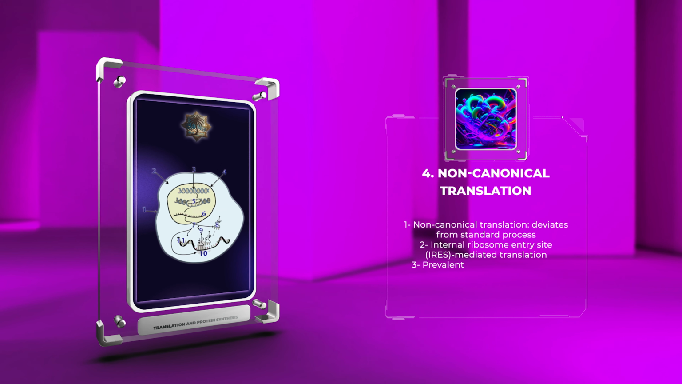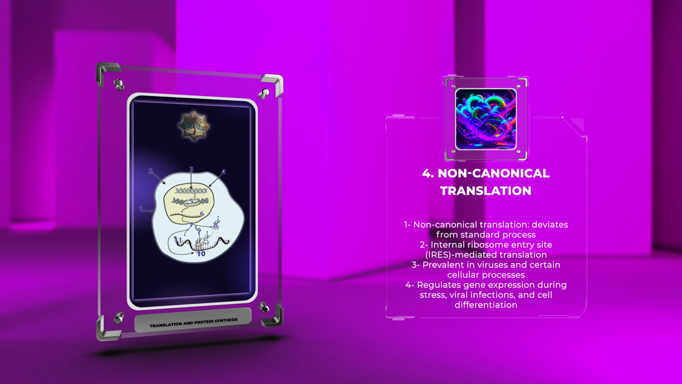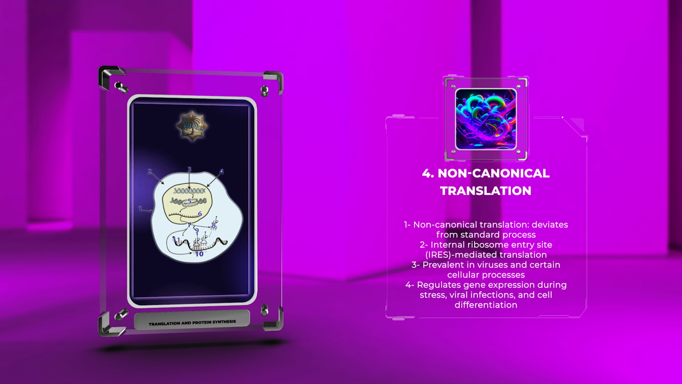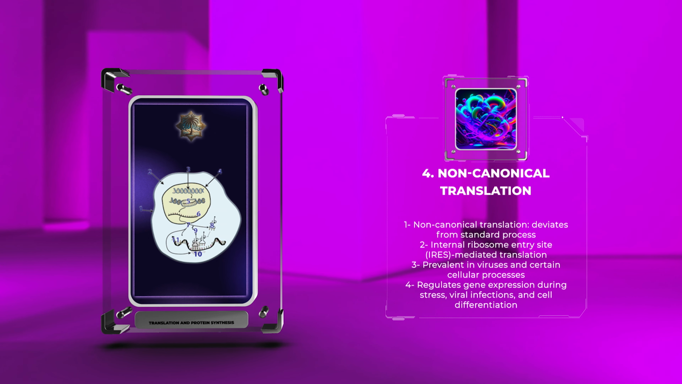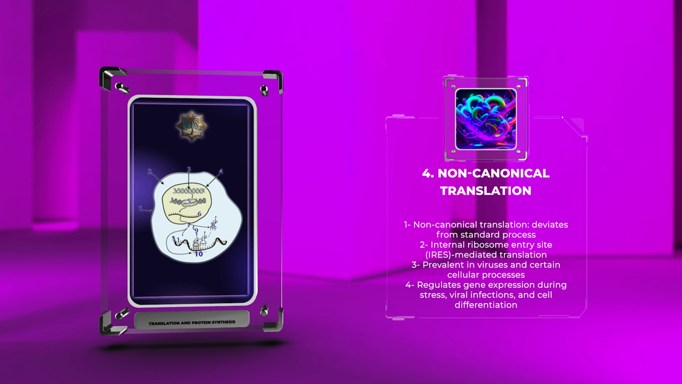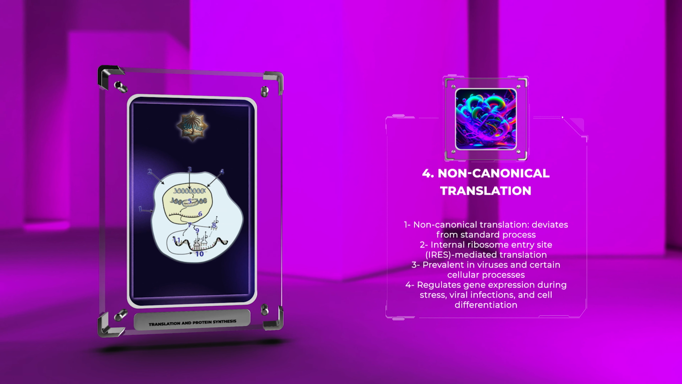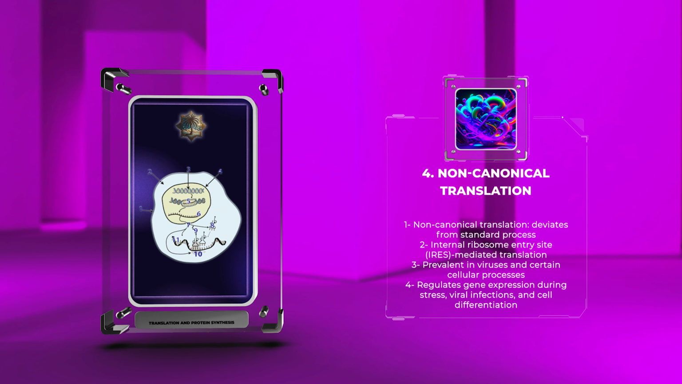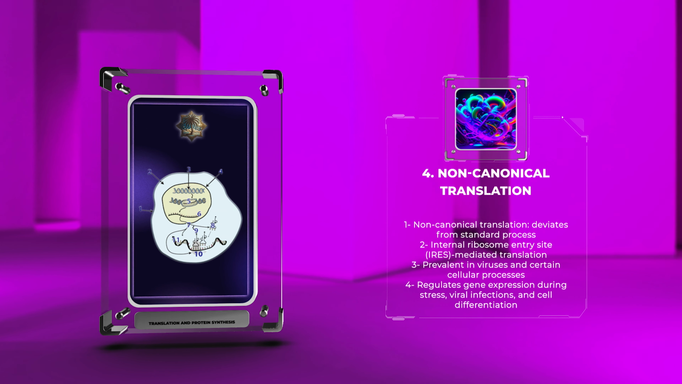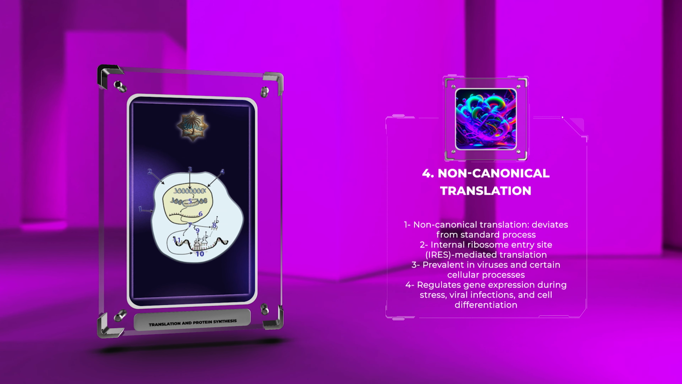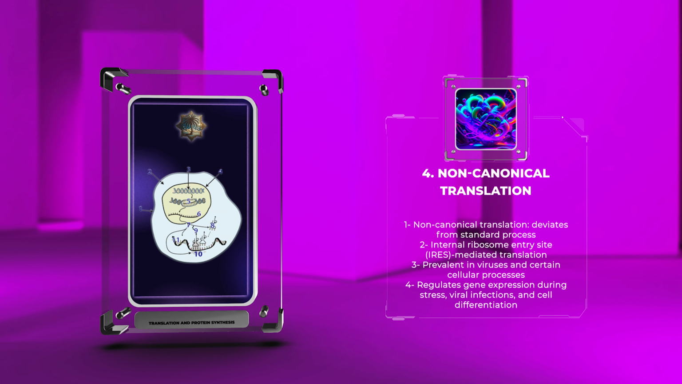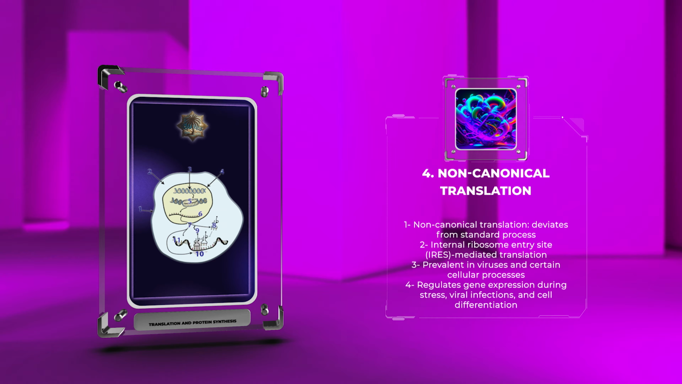Non-canonical translation refers to translation mechanisms that deviate from the standard process involving ribosomes scanning mRNA molecules and translating protein-coding sequences. One such mechanism is internal ribosome entry site, IRES-mediated translation, where ribosomes directly bind to specific sequences within mRNA molecules and initiate translation independent of the 5' cap structure. Non-canonical translation is prevalent in viruses and certain cellular processes, playing a crucial role in regulating gene expression during stress, viral infections, and cell differentiation.